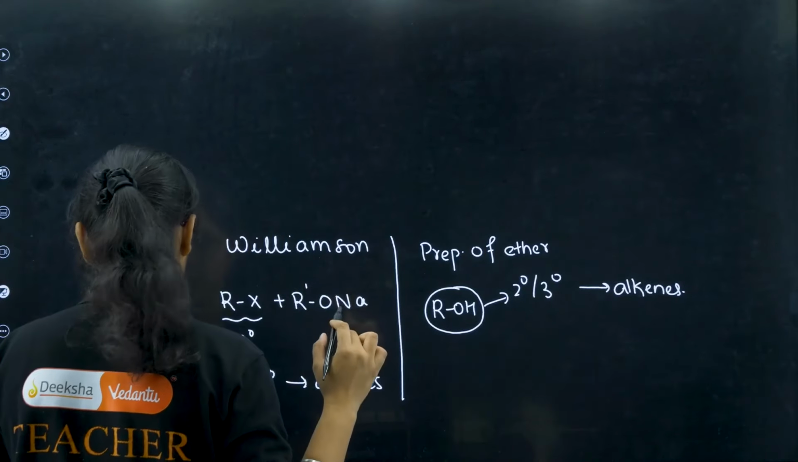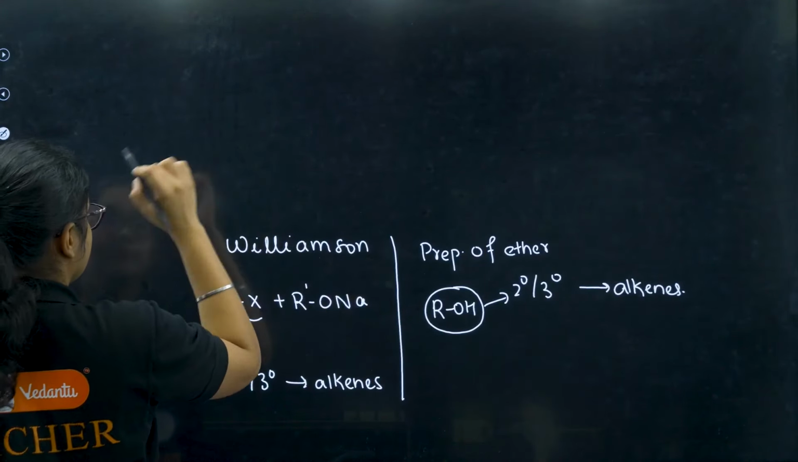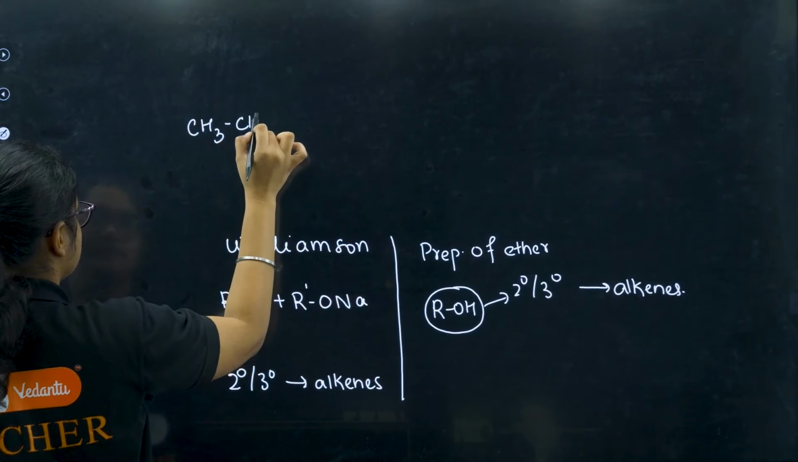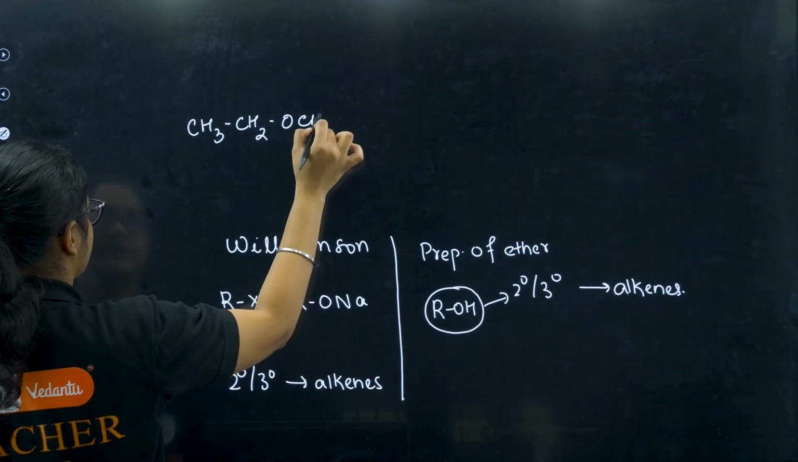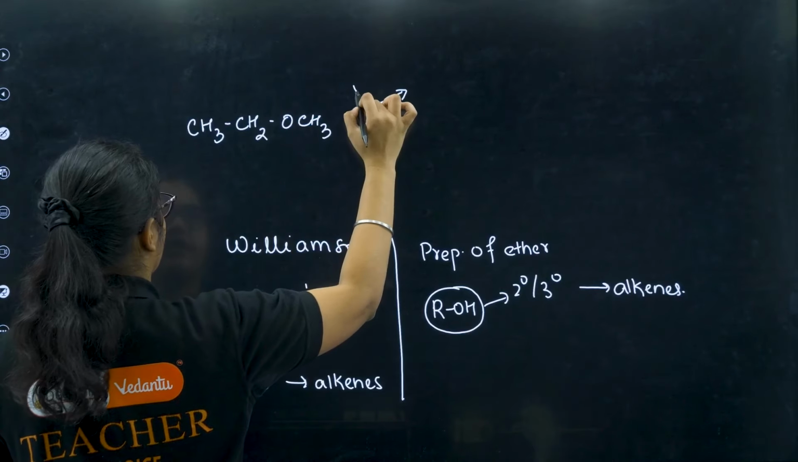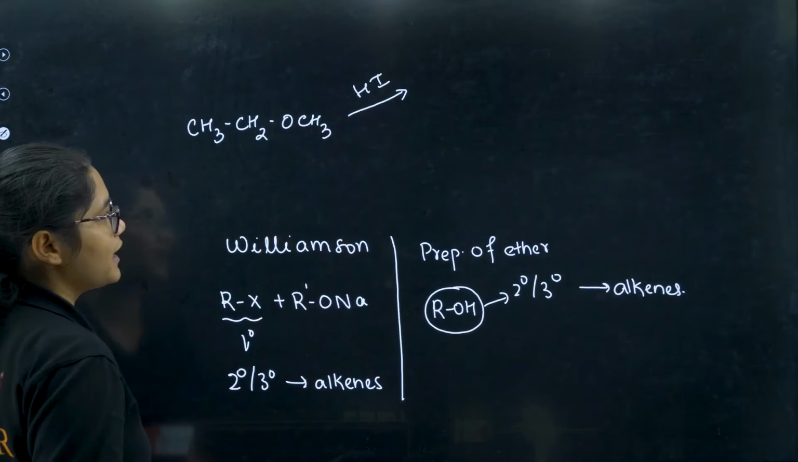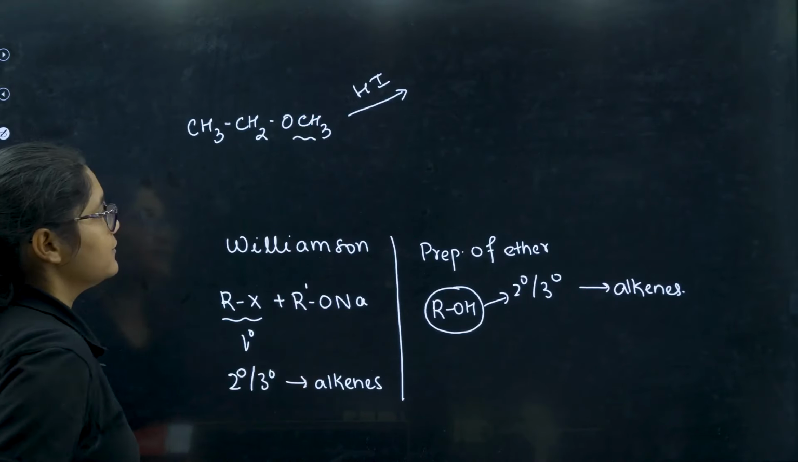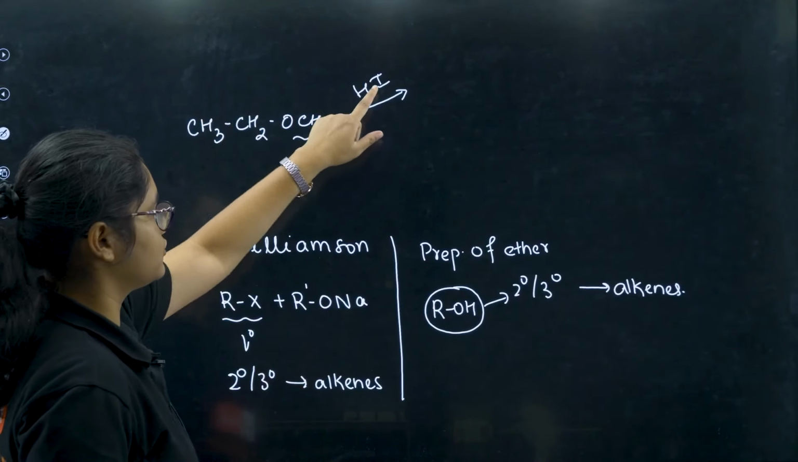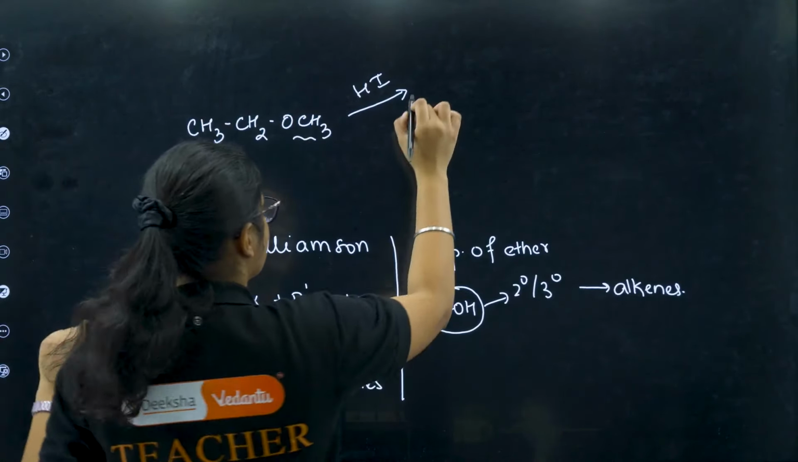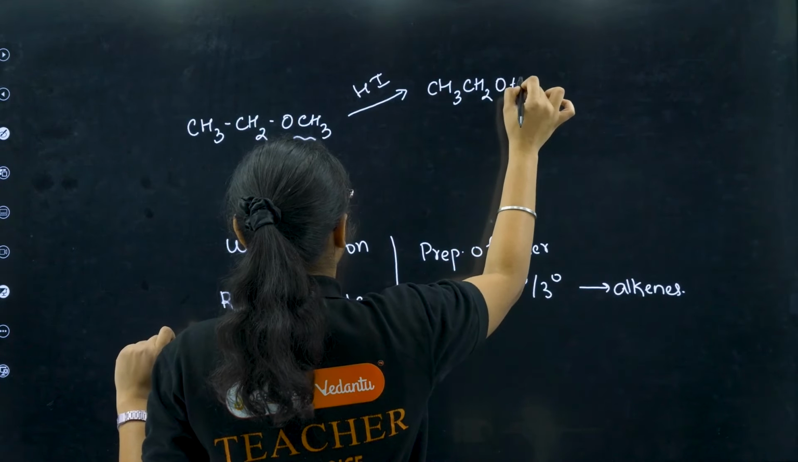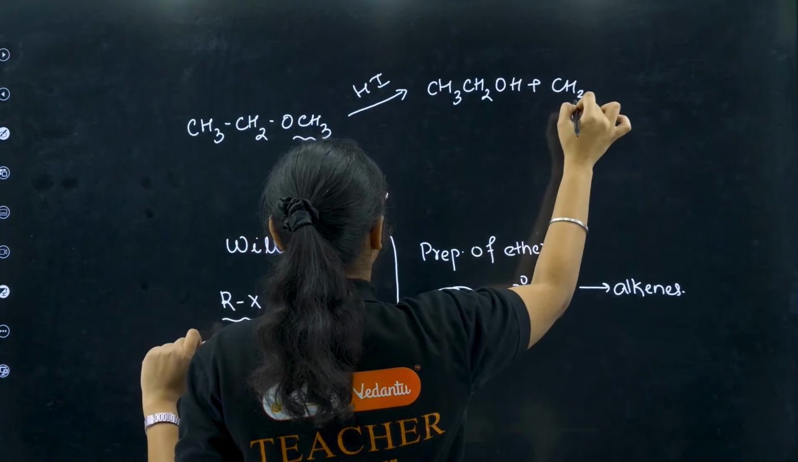And one more thing I want to write down here. In the cleavage of ethers, suppose I have CH3CH2OCH3 and you have given HI. In that case, what will happen? The SN2 mechanism will follow, right? On this side there is less steric hindrance, so here I will attack. So what will I get? CH3CH2OH plus CH3I.